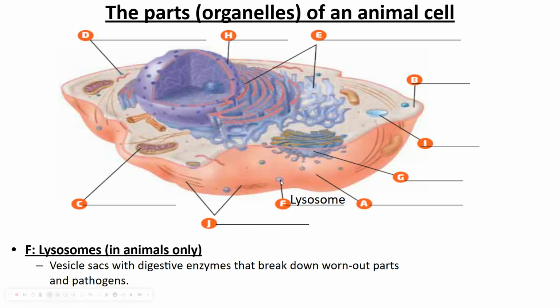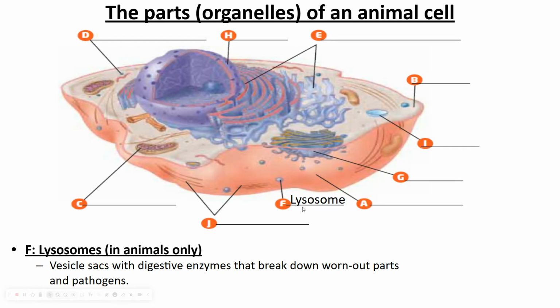Lysosomes are membrane-bound organelles. They're almost like vesicles, but what they have inside of them are digestive enzymes. Digestive enzymes basically help to break things down. So let's say something dangerous comes into the cell. The lysosome will swallow that dangerous thing and then chop it up with the digestive enzymes and spit it out. So it helps to defend a cell and break things down within the cell.